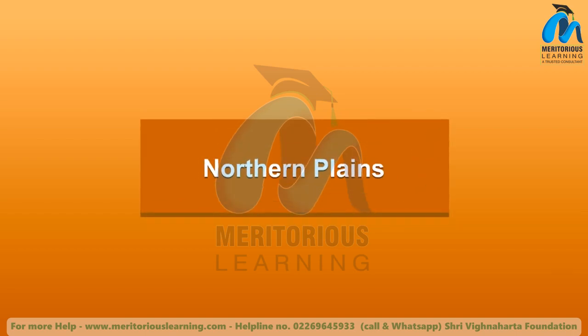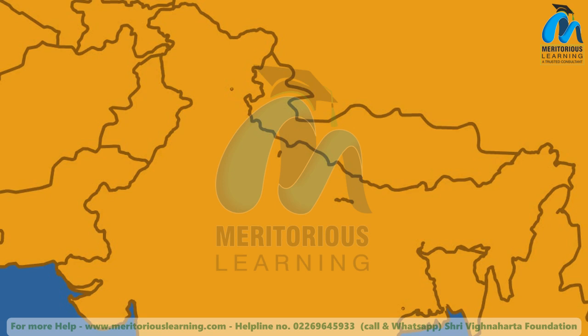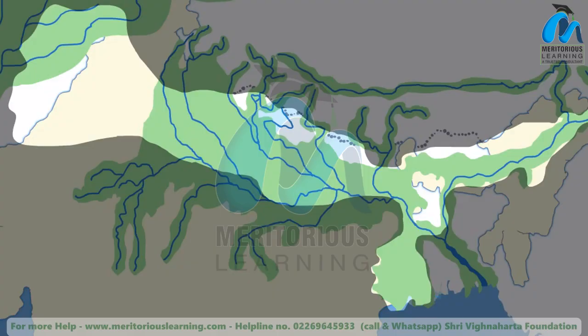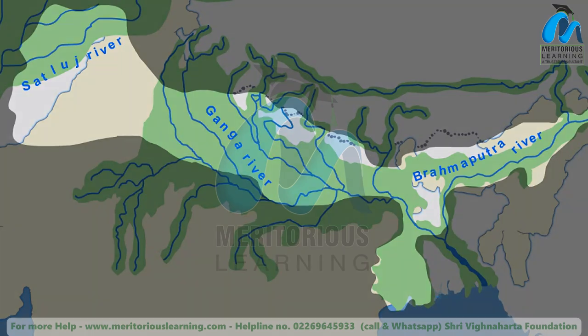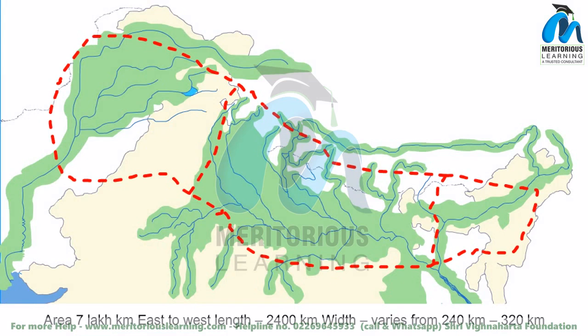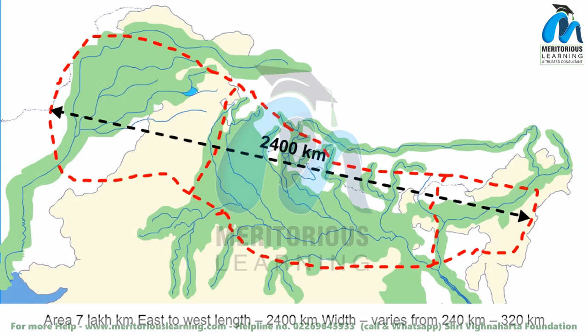Northern Plains. The northern plains, located to the south of the Himalayas, are formed of sedimentary deposits of alluvium brought down by rivers Ganga, Sutlej, Brahmaputra and their tributaries. It covers an area of 7 lakh kilometers. Its east to west length is 2,400 kilometers. The width varies from 240 kilometers to 320 kilometers.